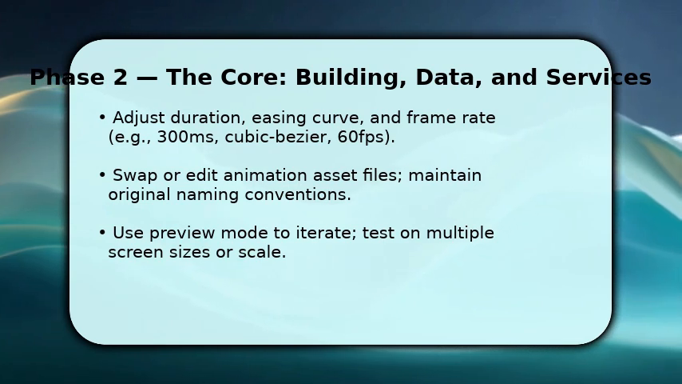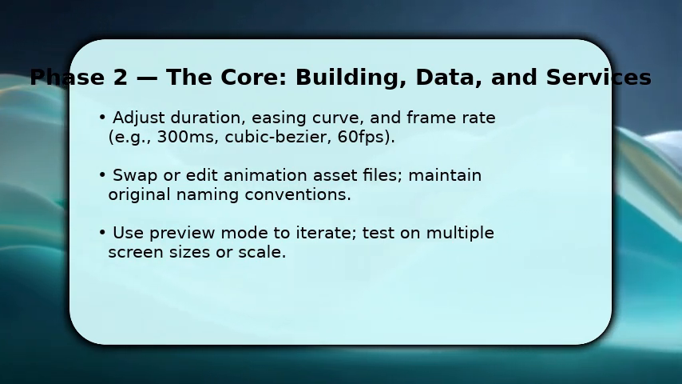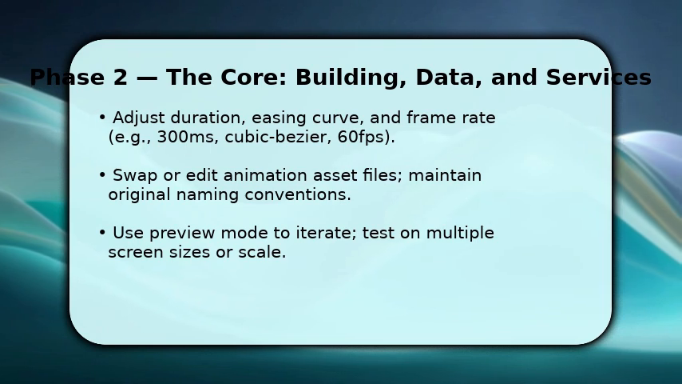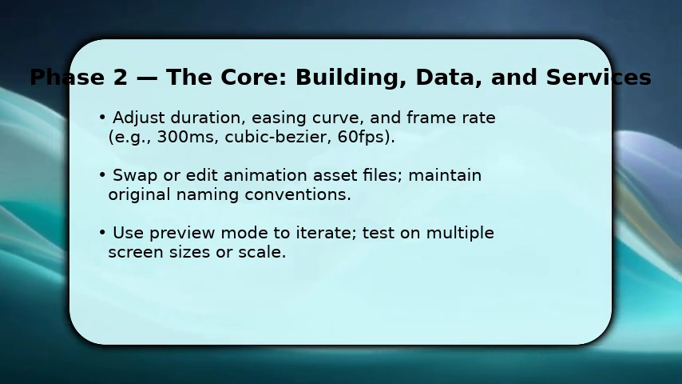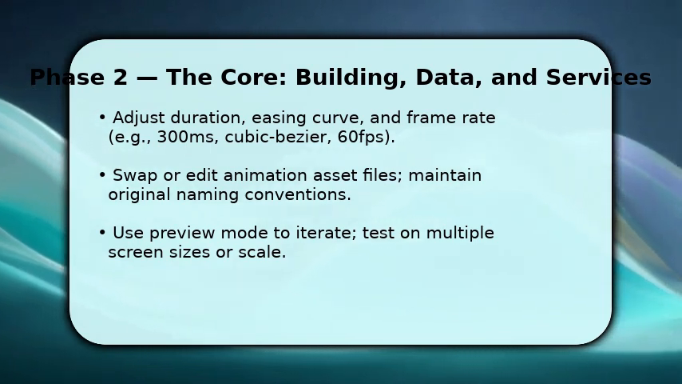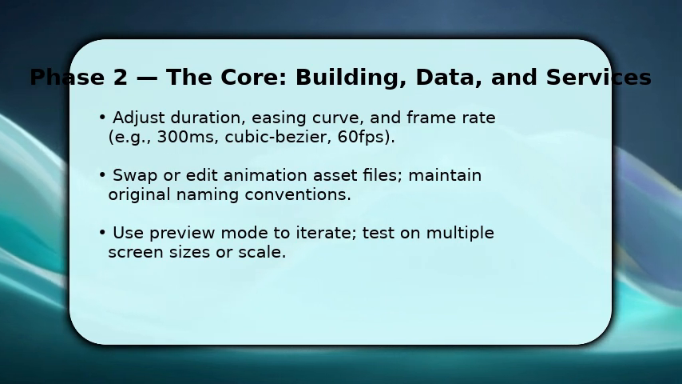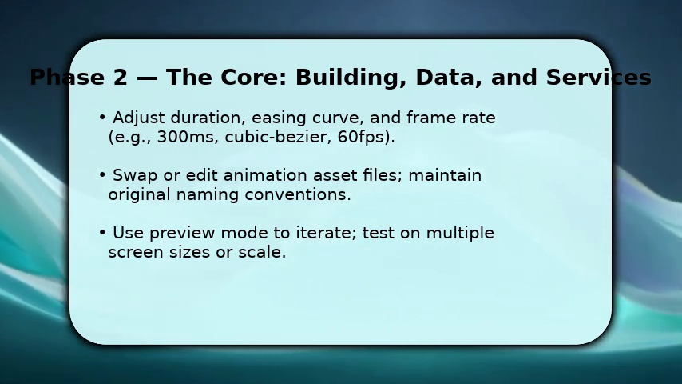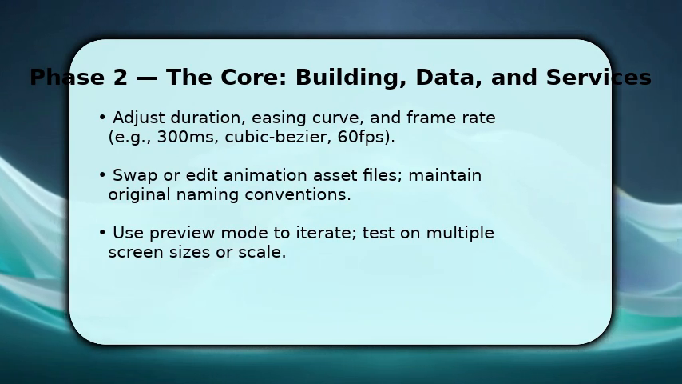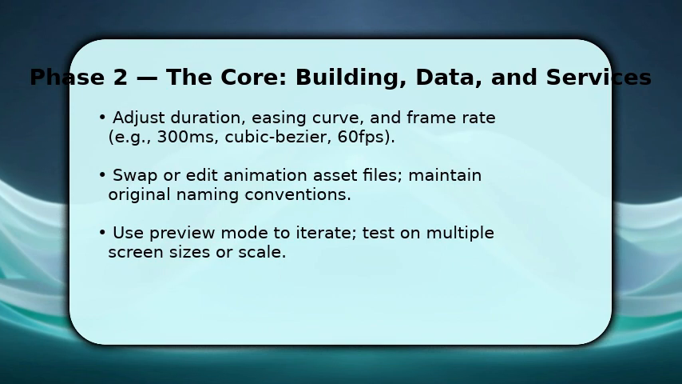If you're replacing assets, swap files while keeping original file names so references stay intact. Use the built-in preview to iterate quickly. After each tweak, test across at least 2 screen sizes or densities to catch scale issues. Once satisfied, save the animation set and export a version copy so you can track changes.